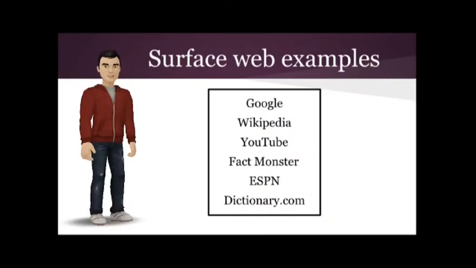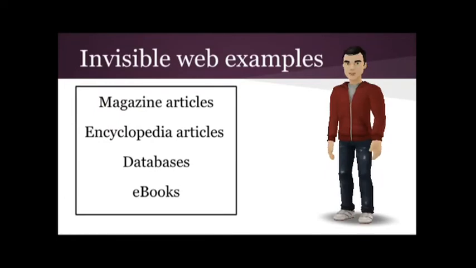So now you're probably asking yourself, what are some examples of surface web and invisible web resources? Once again, surface web resources are those you probably use every day. Sites like Google, Wikipedia, YouTube, FactMonster, ESPN, and Dictionary.com. Examples of invisible web resources are those resources that will provide you with magazine articles, encyclopedia articles, databases, and ebooks.